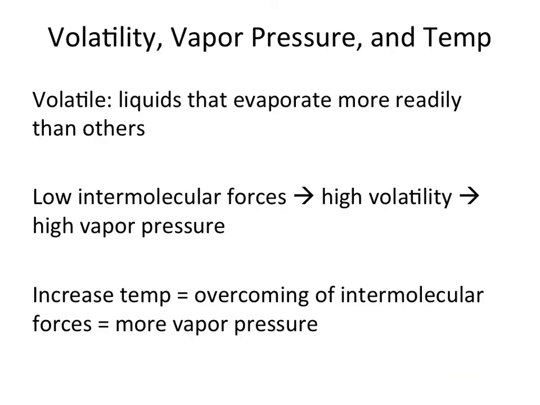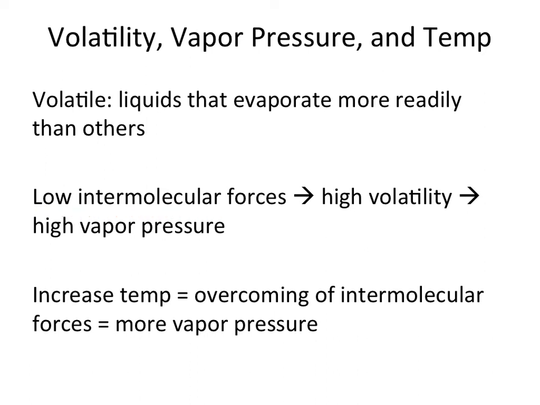So the last thing I want to talk about here is volatility, vapor pressure, and temperature. Volatile liquids are liquids that want to enter the gas phase. They want to evaporate very easily, okay? Examples of this are something like gasoline or nail polish remover. These are things where we open the container and we immediately start smelling the vapors coming off that substance. Okay, so volatile liquids, guys, are going to evaporate more readily, and the reason is because they have very low intermolecular forces.